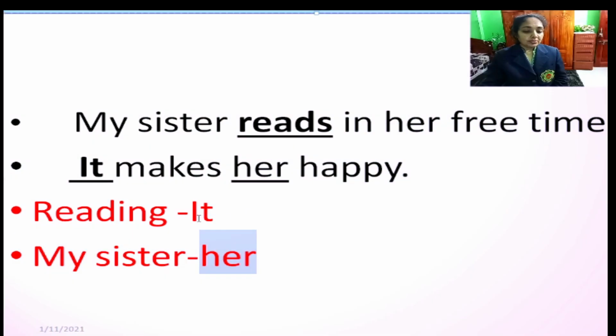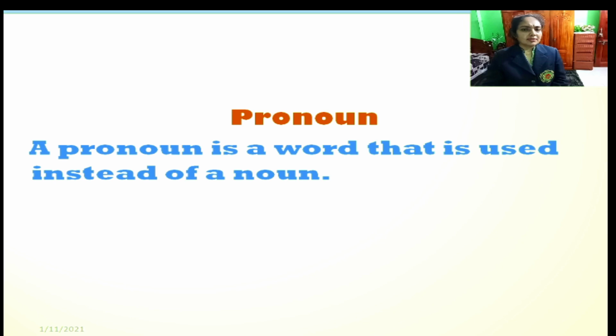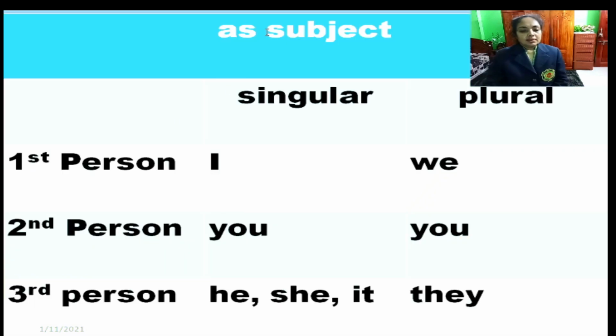These two words are known as pronouns. Pronoun is a kind of parts of speech. You know, there are 8 parts of speech, and pronoun is one of them. Do you know the definition of pronoun? Let us see. Pronoun is a word that is used instead of a noun. Pronouns can be used as subject. They can also be used as object.